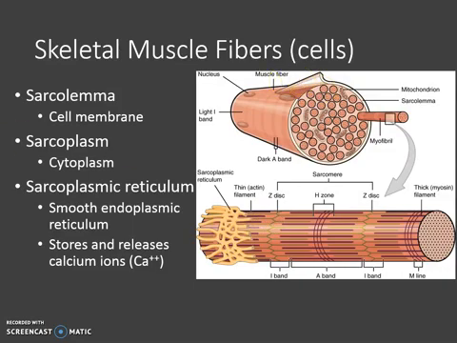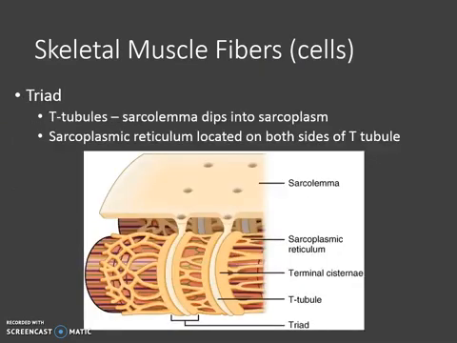Now, let's take a look at another structure called the triad. And so this is the sarcolemma. So this is the cell membrane of a skeletal muscle fiber. And you'll notice these little indentations here on the surface. Well, these indentations are actually the cell membrane, the sarcolemma, sticking down into the interior of the muscle cell itself. So it's sticking down into the sarcoplasm.